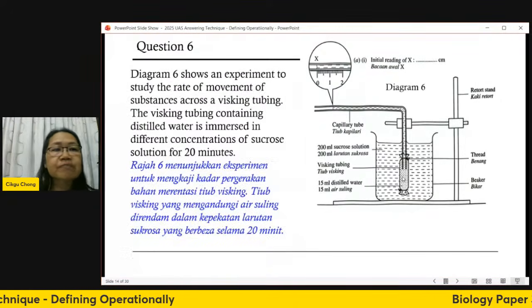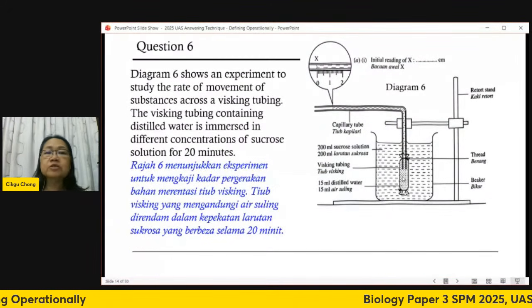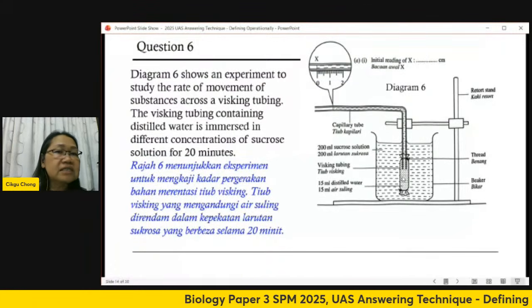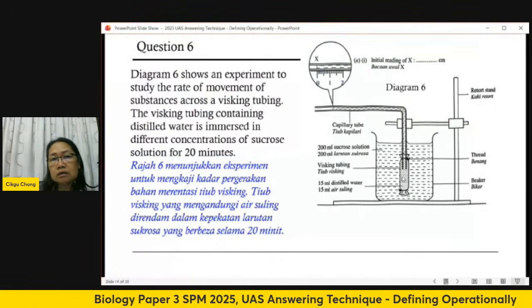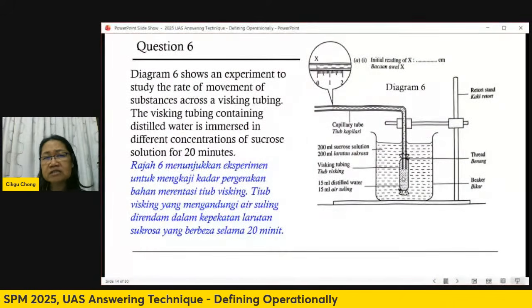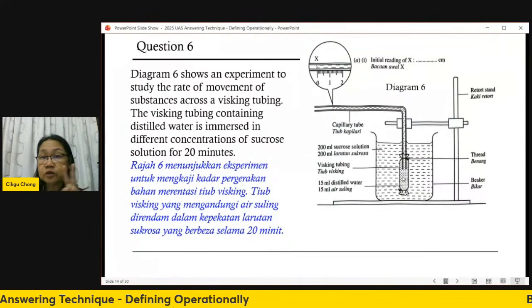Wait, question first. Diagram 6 shows an experiment to study the rate of movement of substances across a visking tubing. The visking tubing containing distilled water is immersed in different concentrations of sucrose solution for 20 minutes.